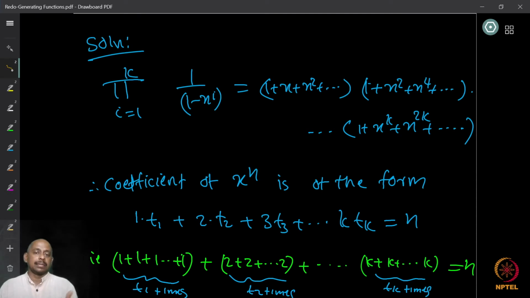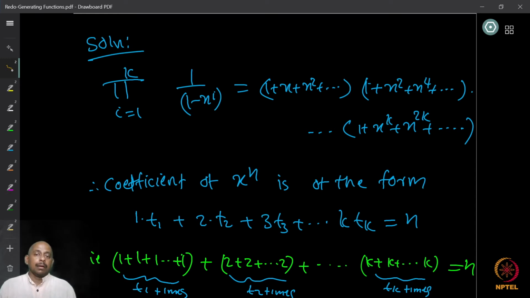So from the first, if you are taking the t1th term, it is basically x raised to t1. Then from the second one, if I take the t2th term, I will get 2 times t2 in the exponent. Similarly, if I take the tkth term from the last one, I will get k times tk as the exponent. The sum of these exponents must be equal to n because we are looking at the coefficient of x raised to n. This is how I get the coefficient of x raised to n in this product. From anywhere, if I get x raised to n, this is how it is going to come.